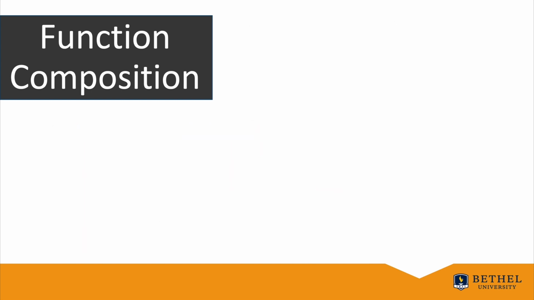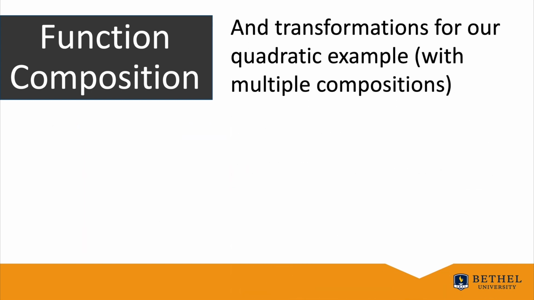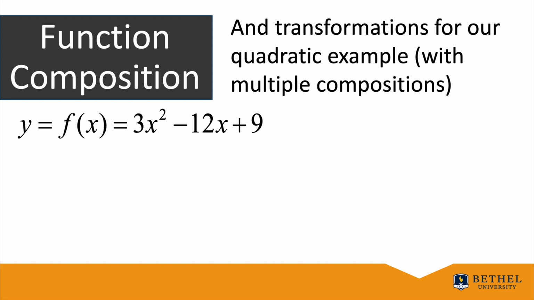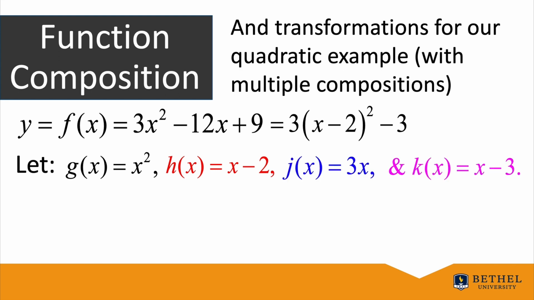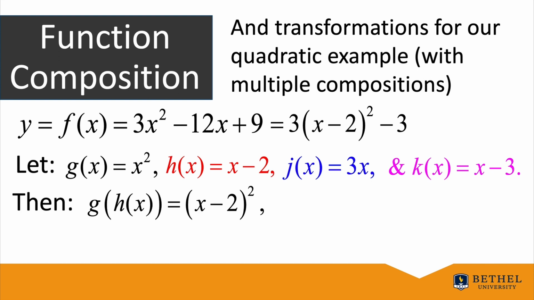This can all be related to transformations for our quadratic example with multiple compositions. Our quadratic function was f of x equals 3x squared minus 12x plus 9, which we saw by completing the square was equal to 3 times (x minus 2) quantity squared minus 3. If we let g of x equal x squared, h of x equal x minus 2, j of x equal 3x, and k of x equal x minus 3, then we can build f of x with a composition of these 4 functions. g of h of x equals (x minus 2) quantity squared.